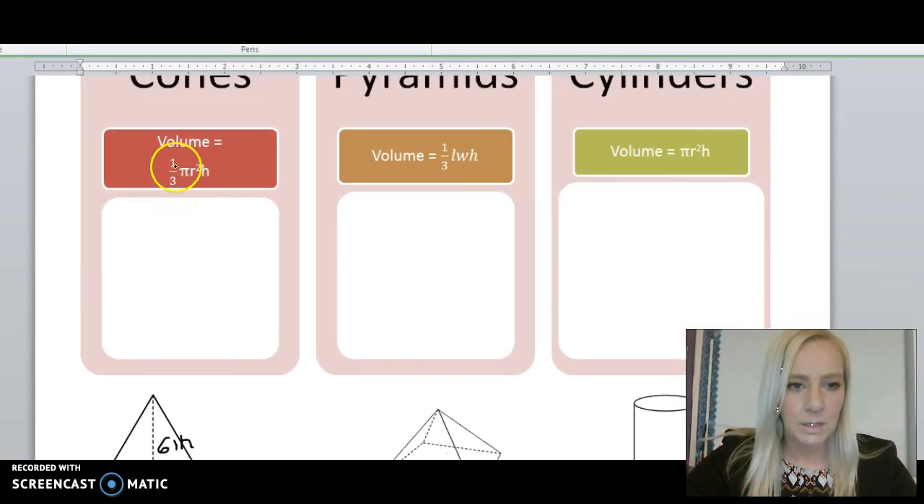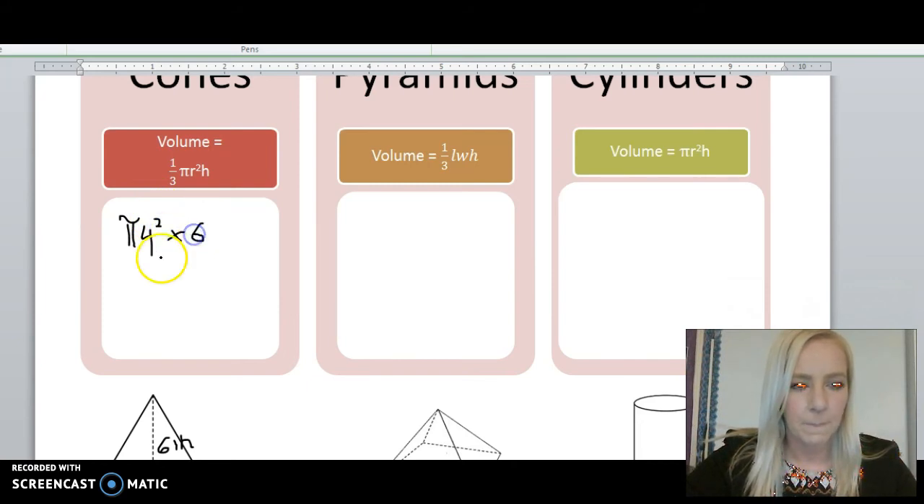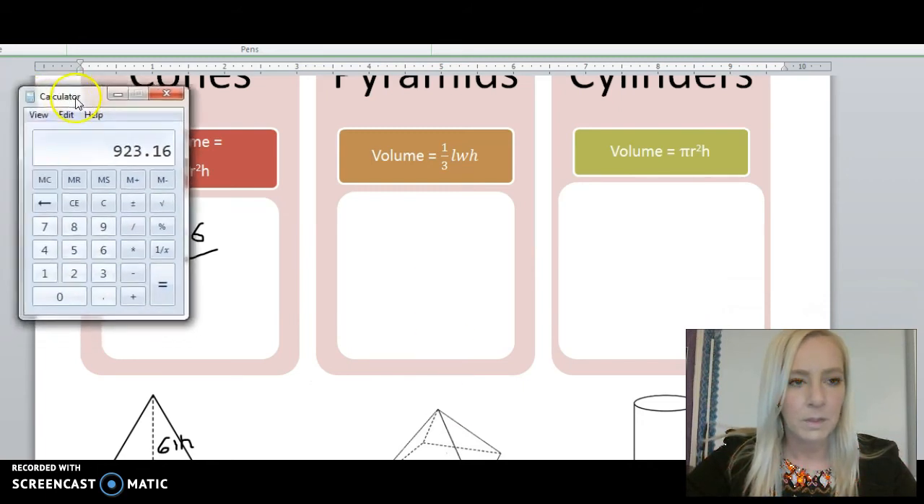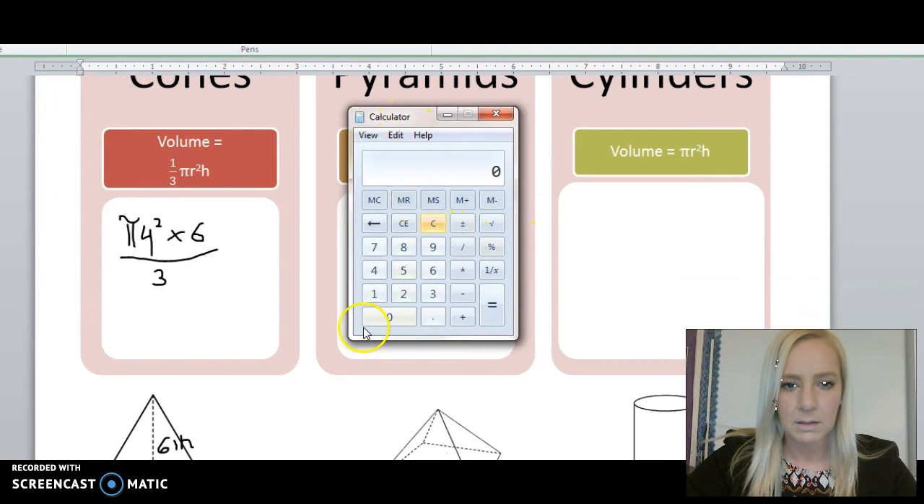So let's plug into our formula. Again, pi r squared represents the area of a circle. So we're going to do pi times our radius, which is 4 squared, times our height, which is 6. Then we're going to divide everything by 3. So using my calculator, 4 squared is 16 times 6 times 3.14.